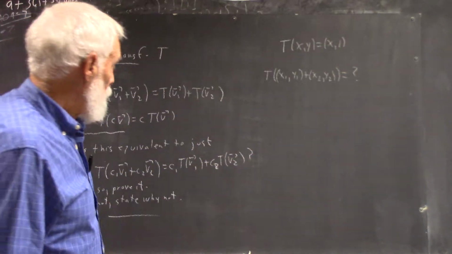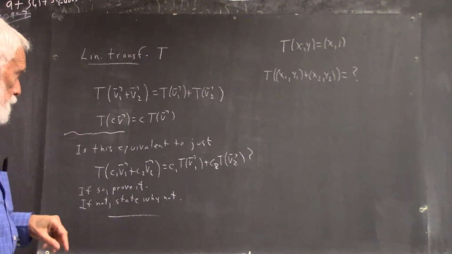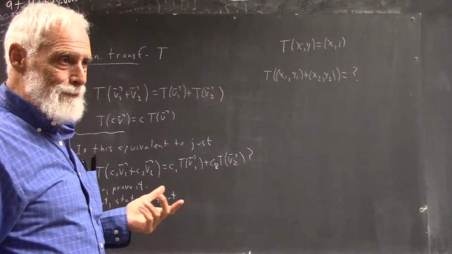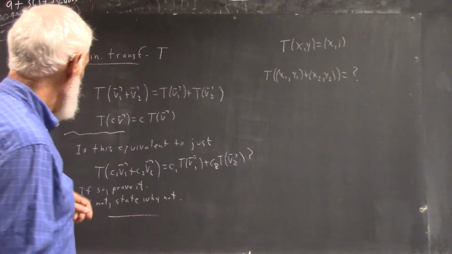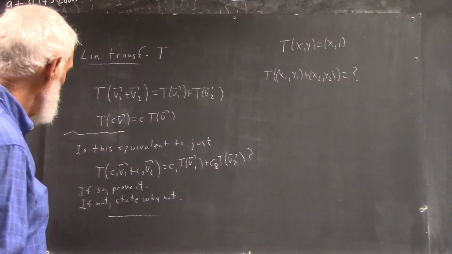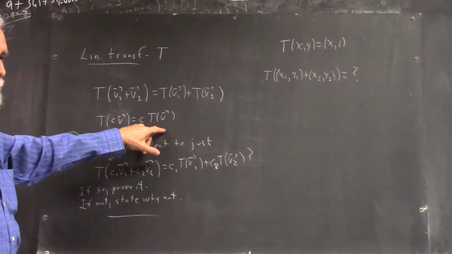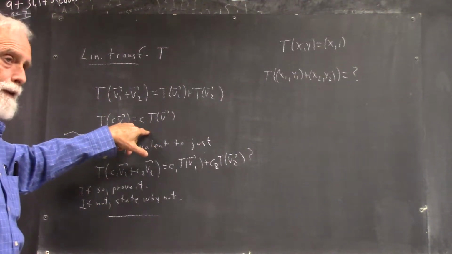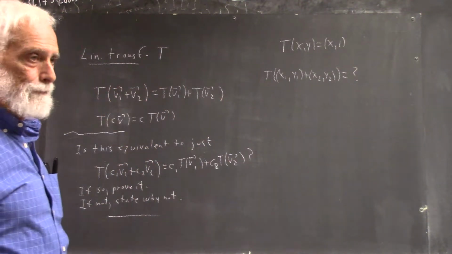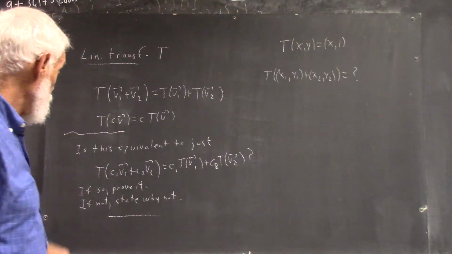But these rules are stated a little differently, so you've got to get used to the notation a little bit and what these rules are actually saying. Okay, so we have an example of a rule over here. But the other condition has to be that T of cv equals c T of v. Of course, v is a vector and c is a constant, whatever your set of scalars is.